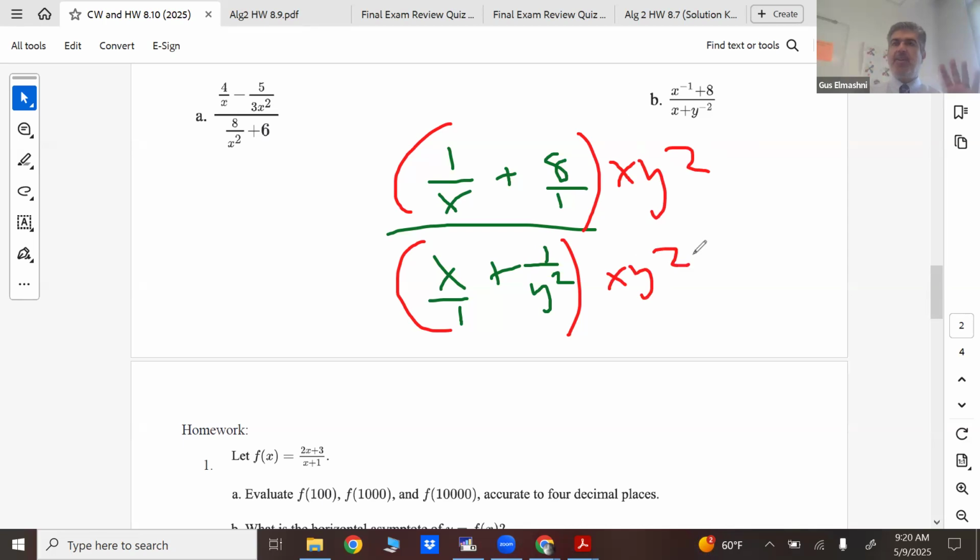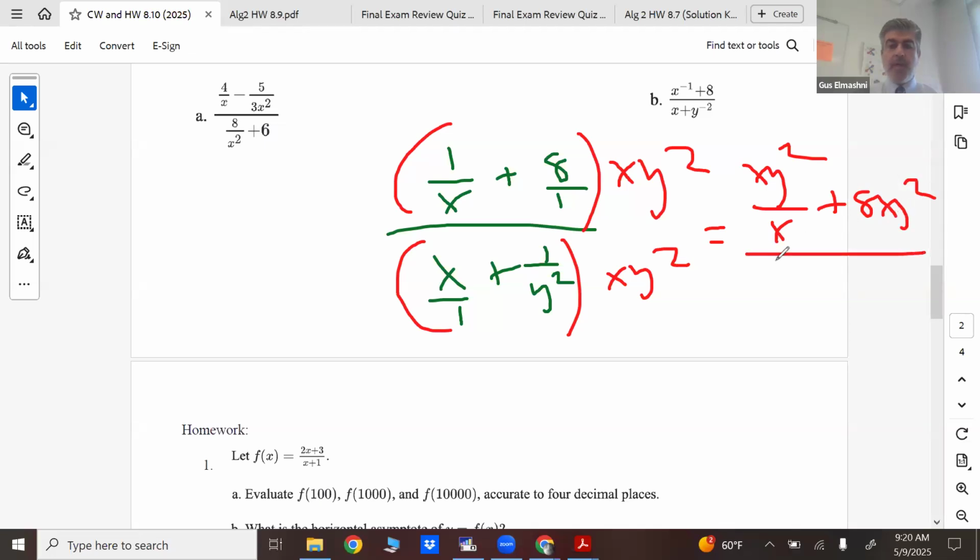So you multiply each fraction by it, but that means that only the tops get multiplied, not the bottoms. Only the tops do. So you have xy squared over x plus 8xy squared over x squared y squared plus x squared y squared over y squared. I'm distributing. That's all I'm doing. I'm distributing xy squared to each of these things here.